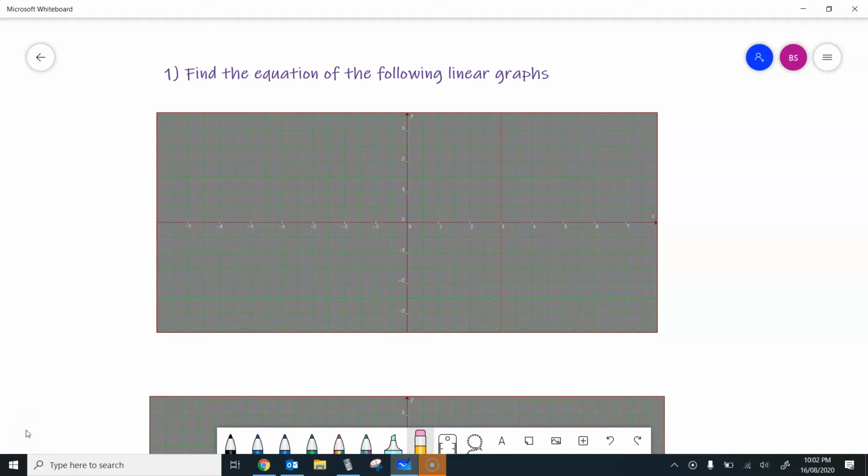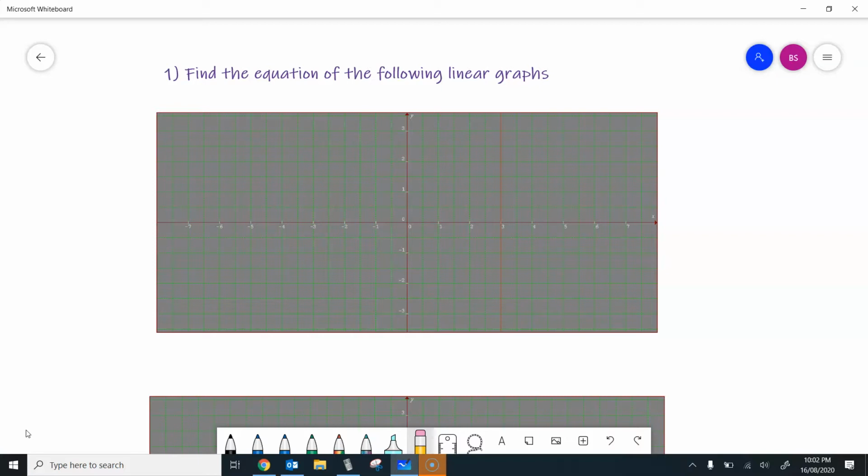In this video, we're going to look at two things. We're going to look at finding the equation of linear graphs given the graph itself. And then after that, we're going to look at a thing called restrictions, restricting the graph. So let's start with finding the equation.